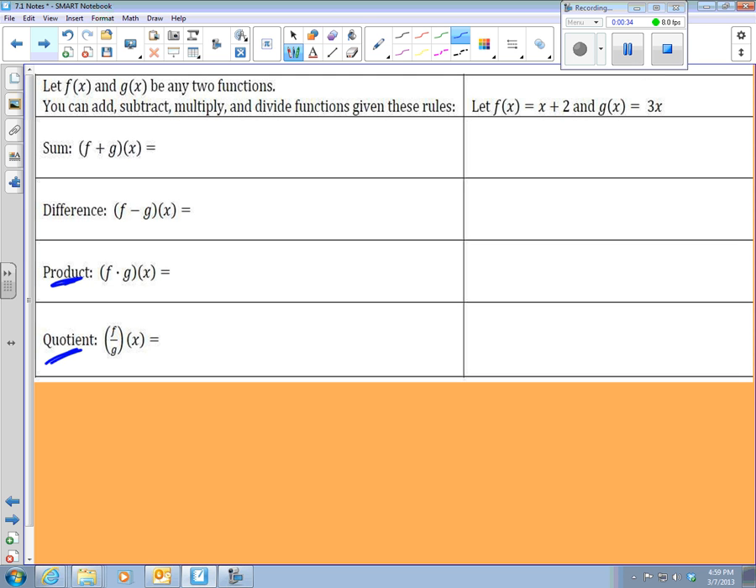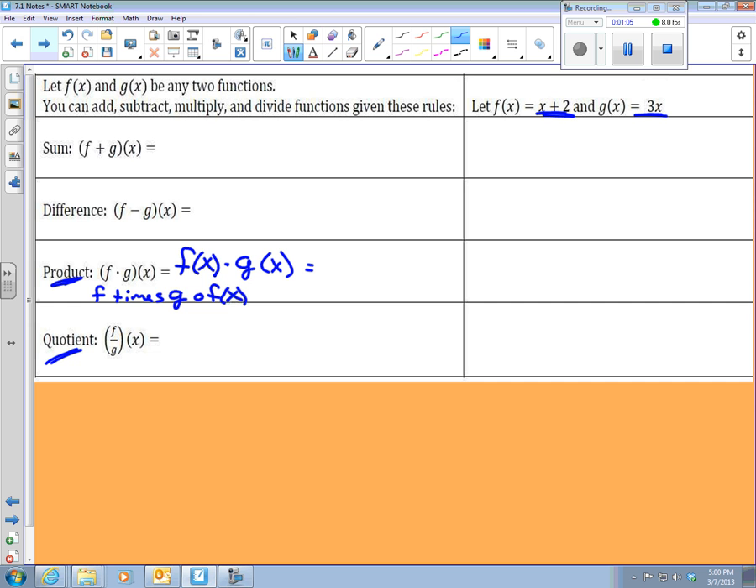And once again, you'd read this as f times g of x. And what it means is you're going to take your f of x function and multiply it by your g of x function. Sometimes you'll see it written like this, f of x times g of x. So you take those two functions, the expression part of them, which is x plus 2 and 3x, and just multiply them.